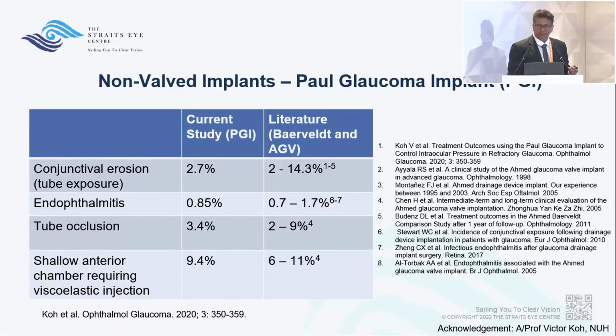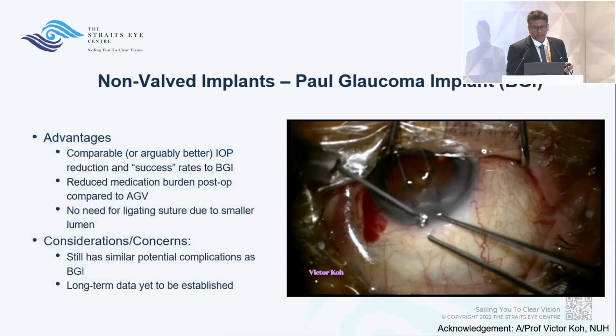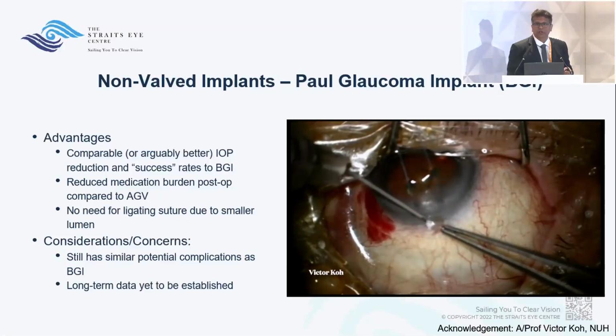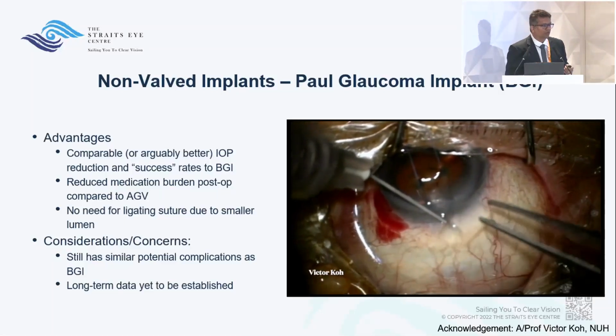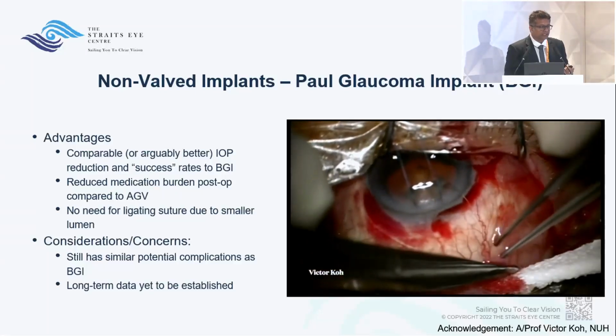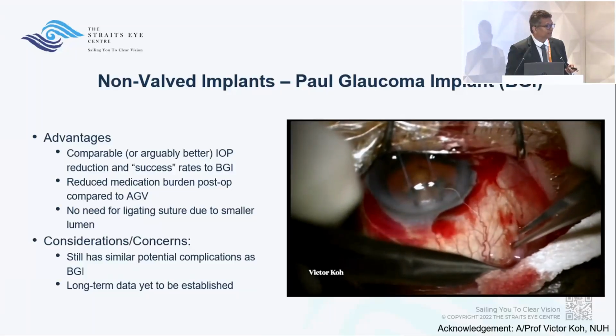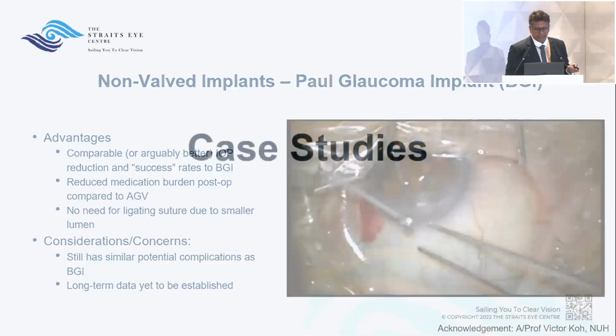They do have those complications, but what they have found in their not so long-term data over the last 2 to 3 years is they tend to get a bit better results than Ahmed. So in NUH, they exclusively use the Paul glaucoma implant. The lumen size of the Baerveldt and AGV is about 0.3 mm internal diameter. The lumen size for the Paul is about 0.12 millimeters. I'll be done soon, don't worry.